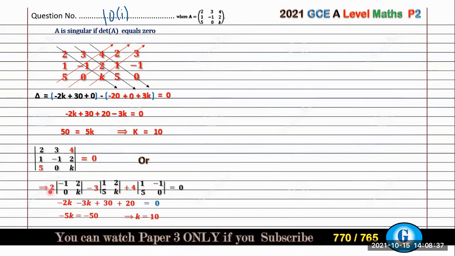So open this, we have 2 into minus 1 times k minus this. So we have 2 into minus k, which is minus 2k. Minus 3 into 1 times k is k, minus 2 times 5, which is 10. So we have minus 3 into k minus 10. That will give us minus 3k plus 30. Then plus 4 into 1 times 0 is 0, minus 5 times 4, 20. That should be equal to 0. So we have the same result from the two methods.